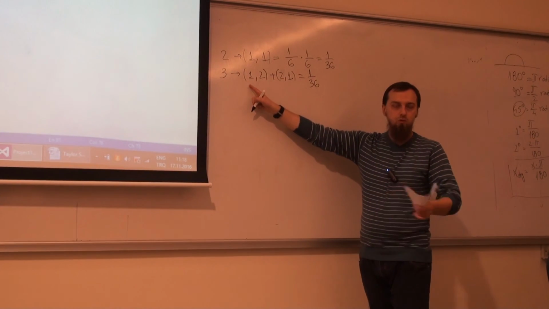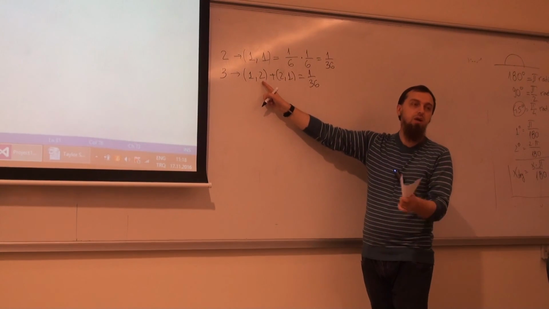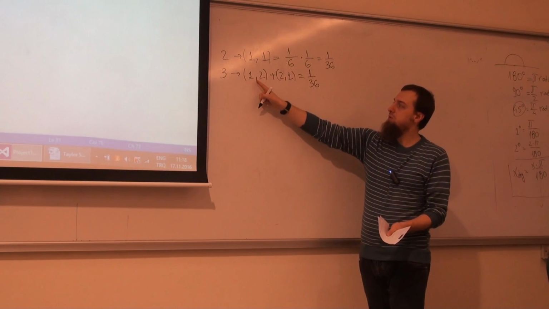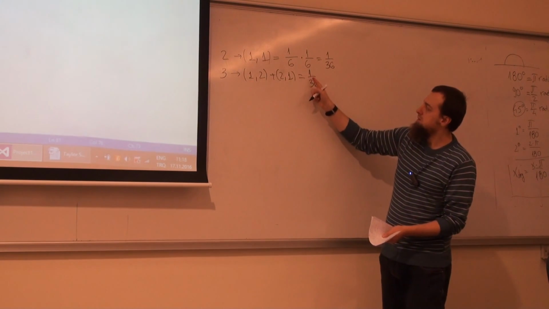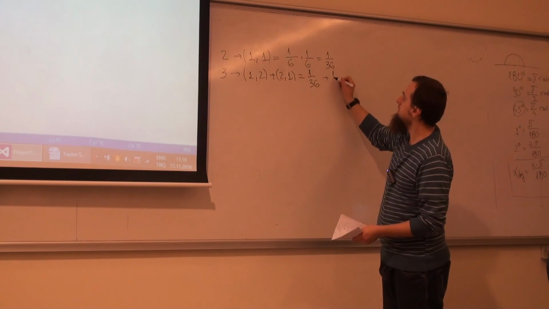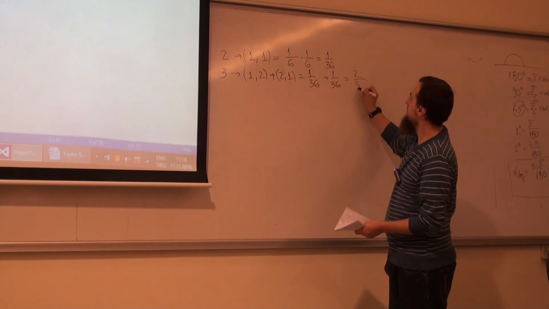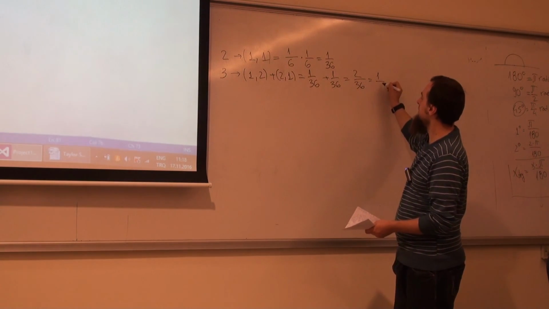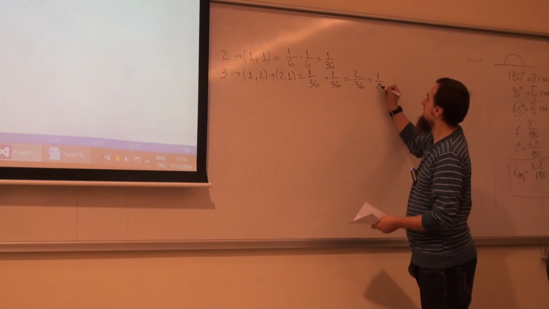In order to get 1 on the first dice, it's 1 over 6. In order to get 2 on the second dice, it's again 1 over 6. So 1 over 6 multiplied by 1 over 6 is 1 over 36. This is for this combination, plus 1 over 36. So this is 2 over 36. And this is 1 over, how much? 18. Okay.